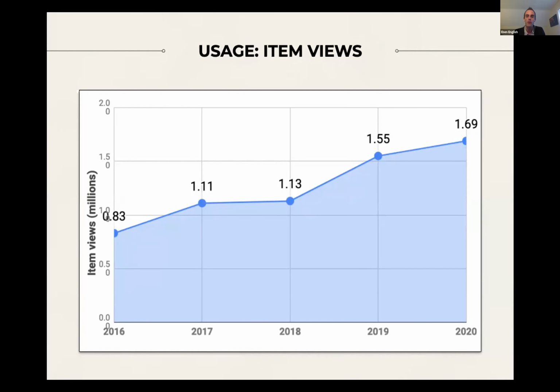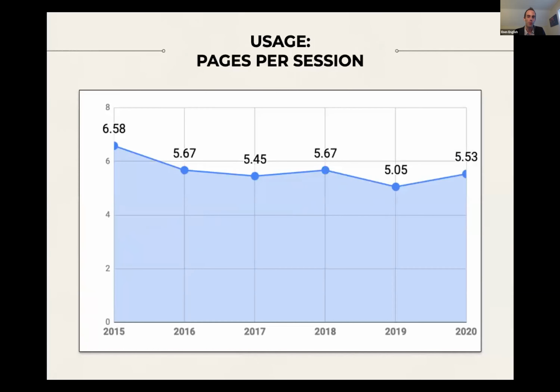In terms of item views, we have about 1.7 million item views, which was up a little bit from last year. So how do we get more item views when we have fewer sessions? Well, people are looking at more pages in each session. So our numbers in terms of pages per session are up from last year. But looking at the long-term trend on this data, it really hasn't changed a whole lot. It's about 5.5 pages per session in terms of how many pages people are looking at when they're using Digital Commonwealth.